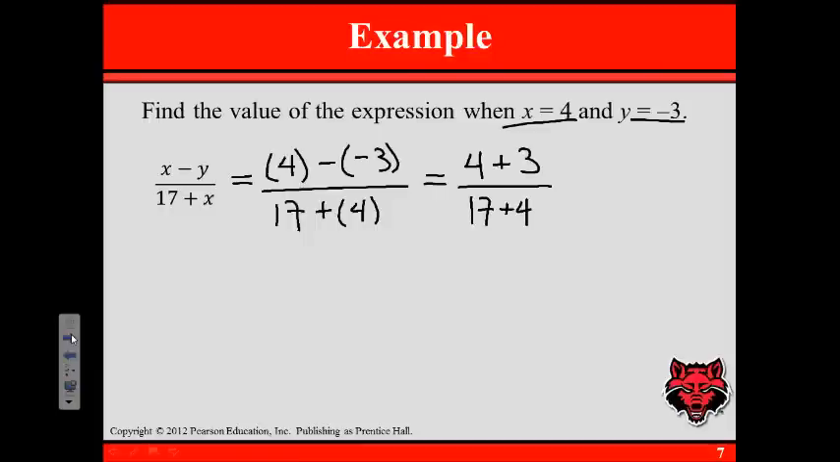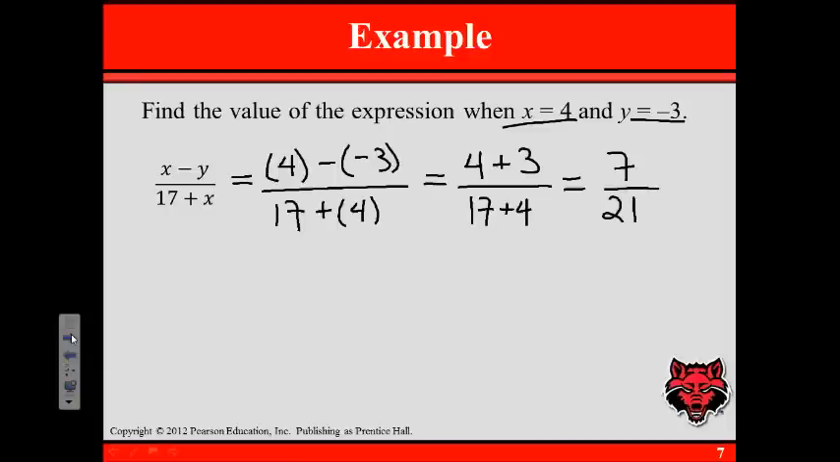Remember, the fraction bar in this case is a grouping symbol that separates the numerator from the denominator. So let's work the numerator first. 4 plus 3 is 7. 17 plus 4 is 21.